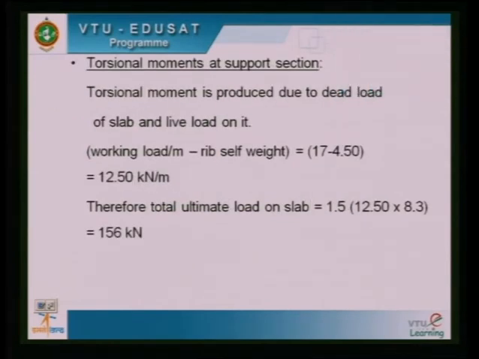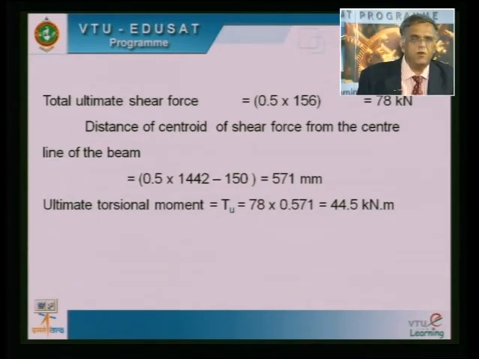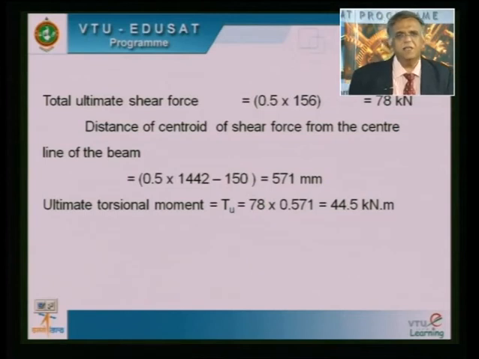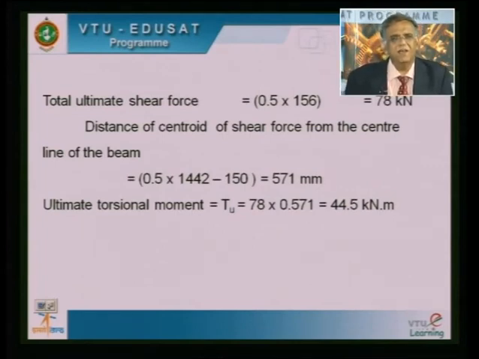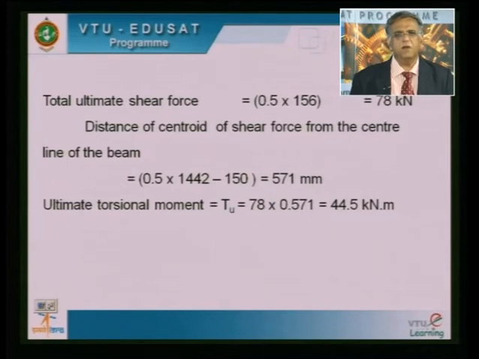Note that the total load is 12.5 kilonewton per meter run into 8.3, into 1.5 as usual to factor that, that is 156 kilonewtons. This is at the support. So, half of that gets transferred to one support, the other half gets transferred to the other support. Therefore, we get 78 kilonewtons. And now I am going to calculate the eccentricity there. The eccentricity is half the flange width minus half the support thickness, that comes to 571 mm. So ultimate torsional moment T suffix U is the total load multiplied by this eccentricity, that comes to 78 into 0.571, that comes to 44.5 kilonewton meters.